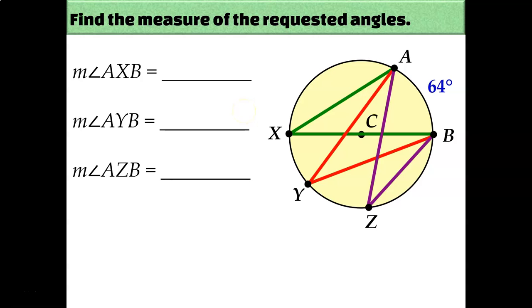So what do you think about each of these angles? The green angle, the red angle, and the purple angle all intercept the same arc. That arc is 64 degrees, so each of these inscribed angles would have to be 32 degrees. All three angles are equal to each other because they're all inscribed angles that intercept a common arc.